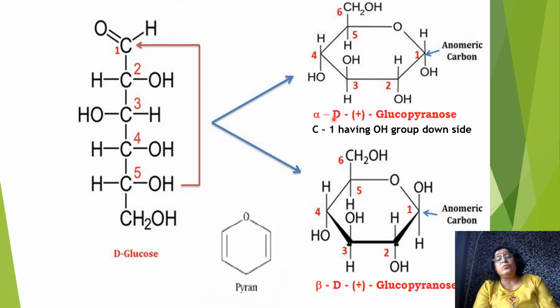In alpha D plus glucopyranose, what is it? The anomeric carbon has H on the top side and OH down. While in the beta D plus glucopyranose, the OH is on the top and H is down. So why are they called glucopyranose? Because their structures resemble the heterocyclic compound pyran.